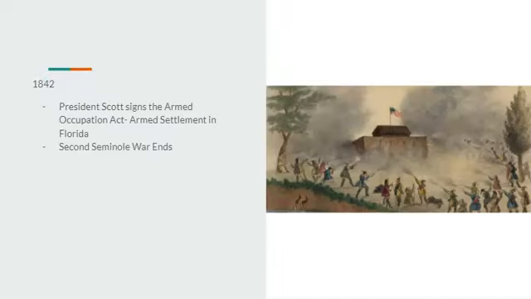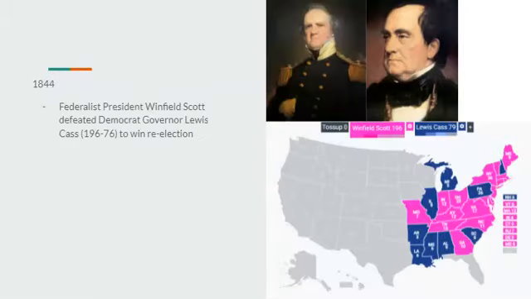1841, there's nothing noteworthy. In 1842, President Scott would sign the Armed Occupation Act, which is the armed settlement in Florida. Pretty much militias and military soldiers will go into Florida and settle there. And the Second Seminole War will end with an American victory. 1843, there's nothing noteworthy.